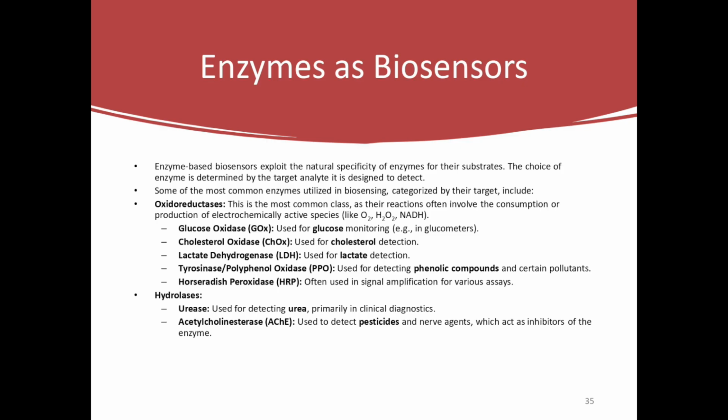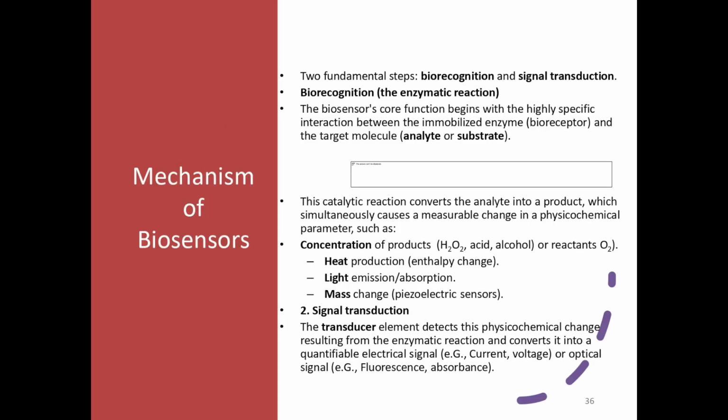Another class is hydrolases, which includes urease for urea detection and acetylcholinesterase, used to detect pesticides and nerve agents, which act as inhibitors of the enzyme. The mechanism of biosensors involves two fundamental steps: biorecognition and signal transduction. Biorecognition is the enzymatic reaction where the immobilized enzyme interacts with the target molecule, or analyte, converting it into a product. This catalytic reaction causes a measurable change in a physicochemical parameter, such as the concentration of products like hydrogen peroxide, or a change in heat production.